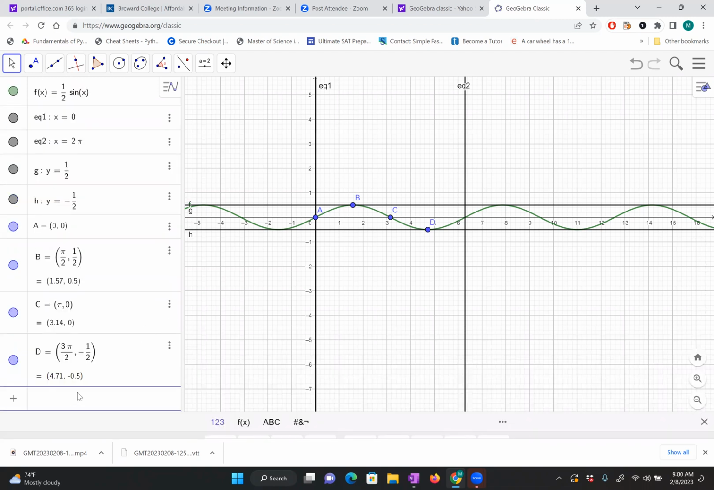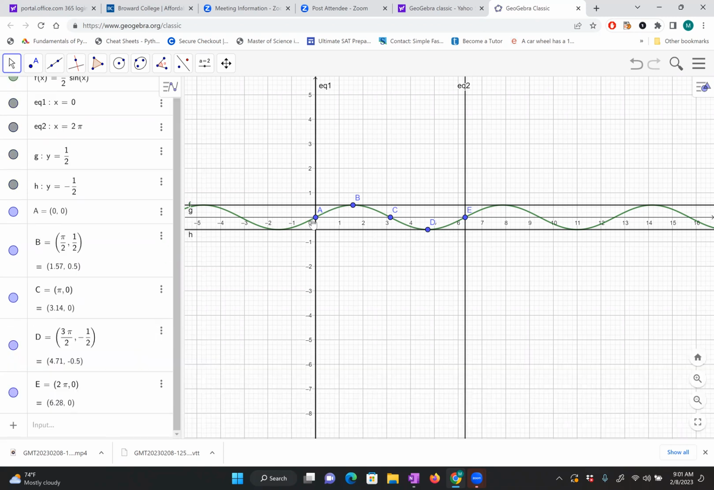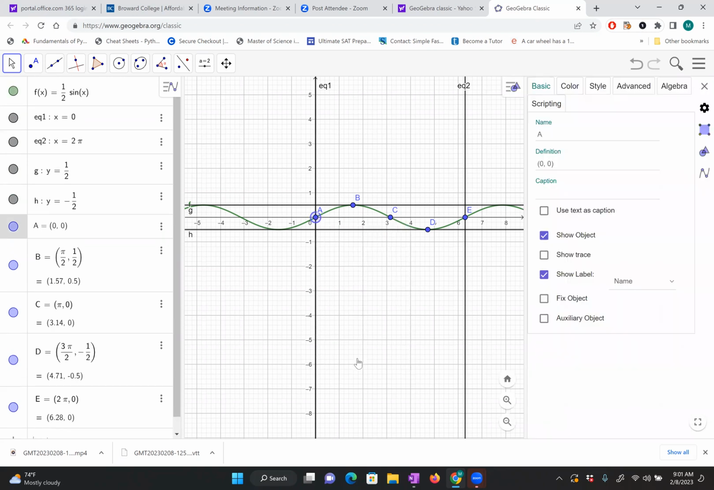All right. And the last point which we need is parentheses. We need 2 pi, comma, and 0. And there you go. That's all the points. So if I was to right click on this, I can go to settings, which I want to show you. You want to go to basic and you want to go to name and value, because I've asked that I would want to see this, because this is how we determine if you were correct or not.